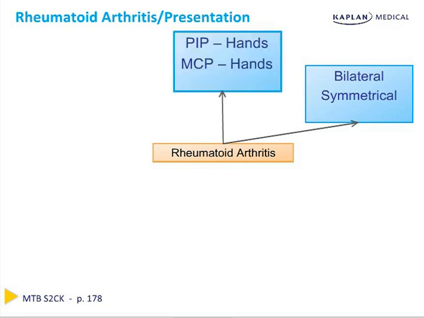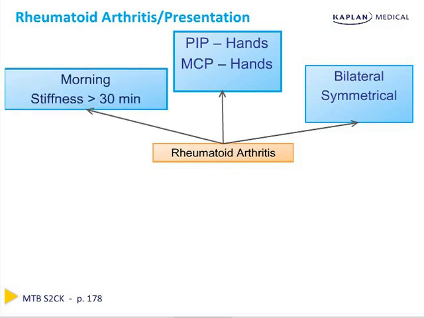The proximal interphalangeal joints and the metacarpophalangeal joints of the hands are usually affected, but the wrist, knees, and ankles can also be involved. There will be morning stiffness lasting at least 30 minutes, but often much longer. This is a place where the USMLE can trick you up. Remember, at least 30 minutes.